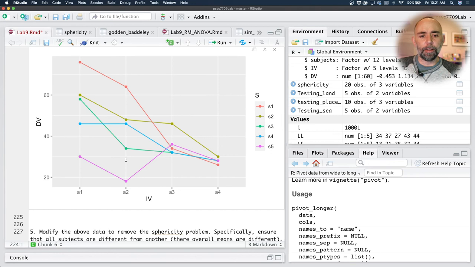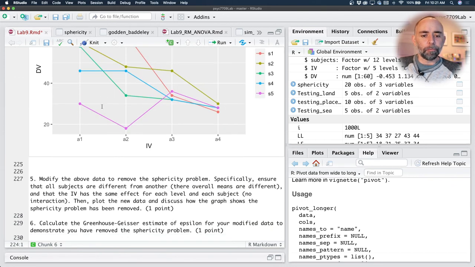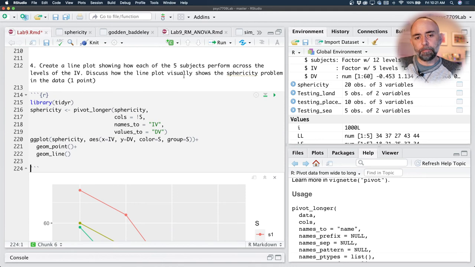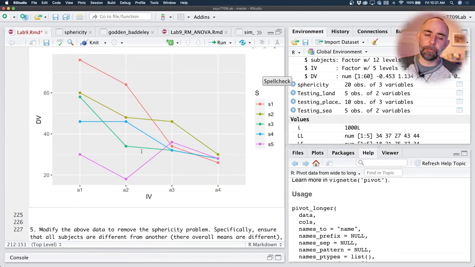indicating that, because they're different, we've got basically an interaction between the subjects and the independent variable. We can kind of see that with the lines too. They're not all parallel here. We've got some crisscrossing of the lines. So perhaps you could say one way the line plot visually shows the sphericity problem is that it shows there's an interaction effect between the subjects and the independent variable because the lines aren't parallel to one another.